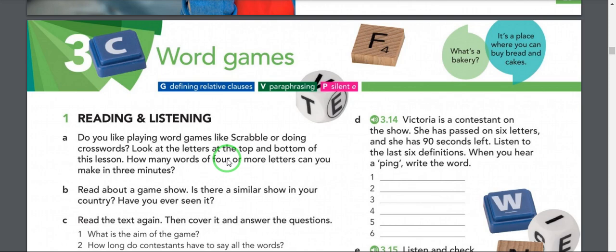Grammar for today is defining relative clauses, vocabulary paraphrasing, and pronunciation is silent E.